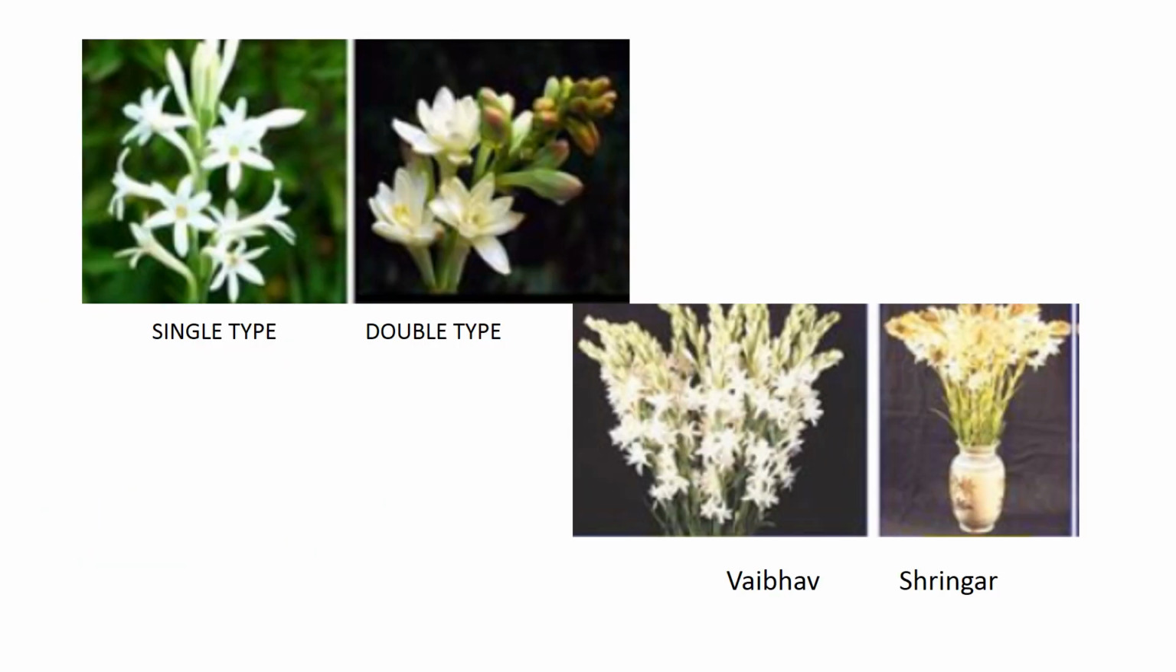This is a very good picture in front of you. This picture shows how the single type variety differs from the double type variety. Before going to single type and double type, you should know the corolla segment. So corolla is the colorful part of a flower. Many petals united to form corolla. Similarly, the green part of a flower is called calyx. Many sepals united to form calyx.